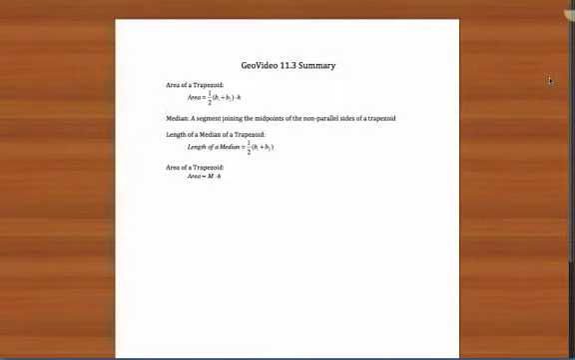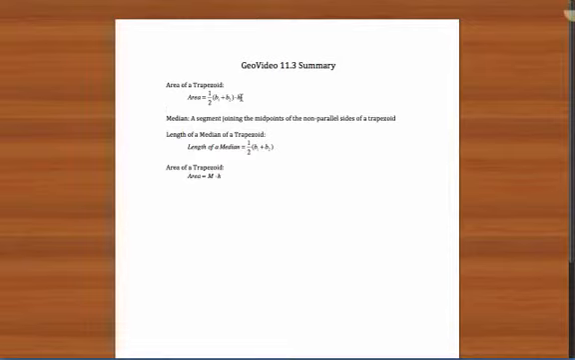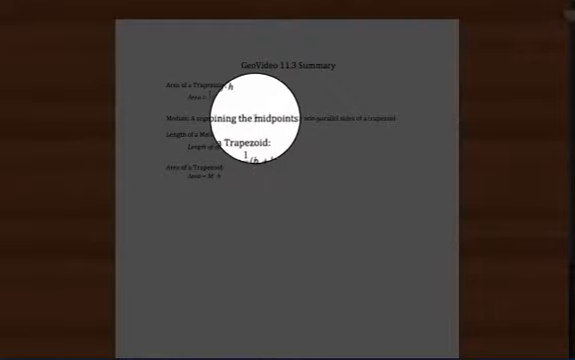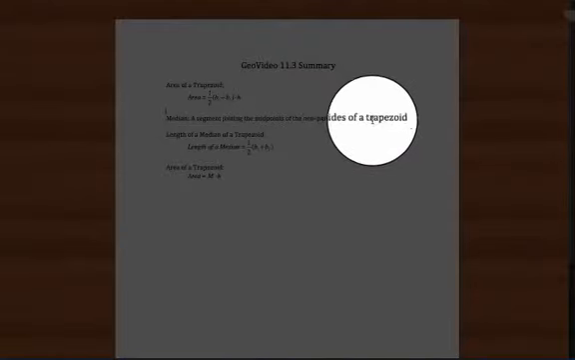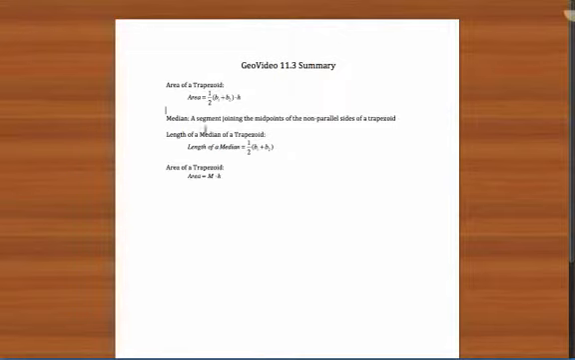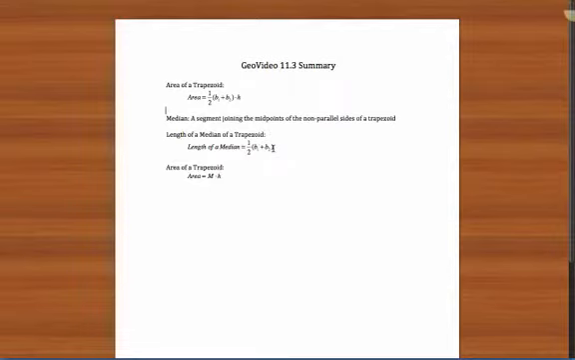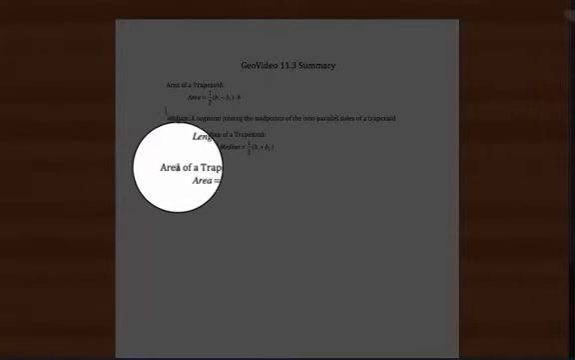All right, in this video, we learned that the area of the trapezoid can be found 2 different ways. The first is looking at area as equaling 1/2 base 1 plus base 2 times the height. The second method involves a new term for us called a median. A median is a segment joining the midpoints of the non-parallel sides of a trapezoid. So the length of the median is simply found by taking the average of the bases, or 1/2 (b1 plus b2). That gives us a second formula for the area of a trapezoid.